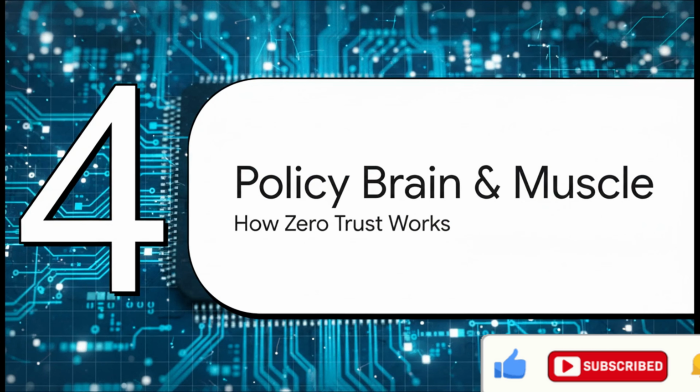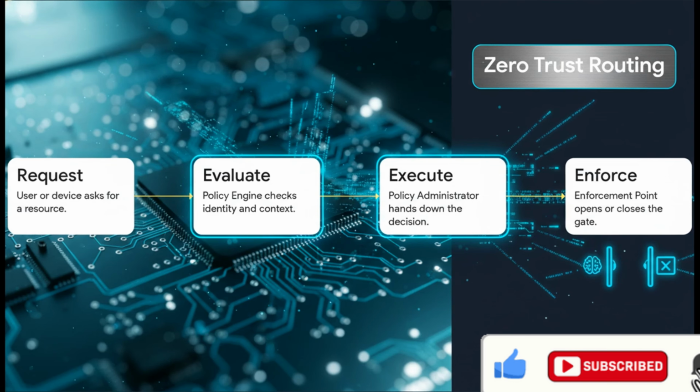Which brings us to Section 4, the policy brain and muscle, how Zero Trust actually works under the hood. When you request a resource in a zero-trust environment, it follows a very specific flow. First, you make a request. That request goes to the policy engine. Think of this as the brain. The brain looks at your credentials, your device health, the threat intelligence feeds, all of it.